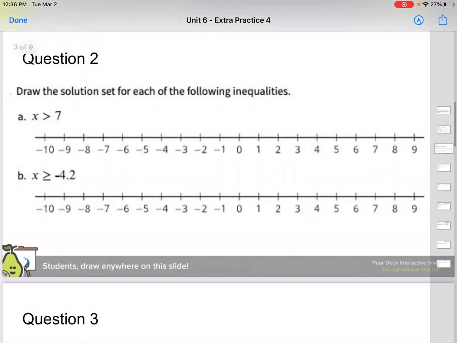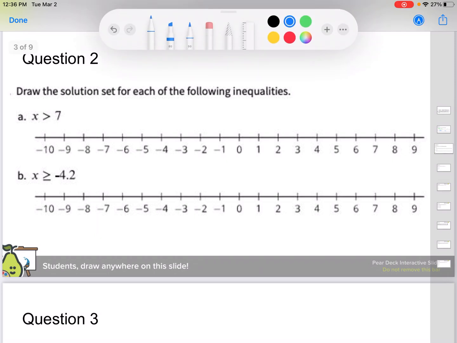All right, the next one says x is greater than 7. So I'm going to have an open dot on 7 because there's no line underneath. And my arrow is going to go that direction because x is greater than 7.